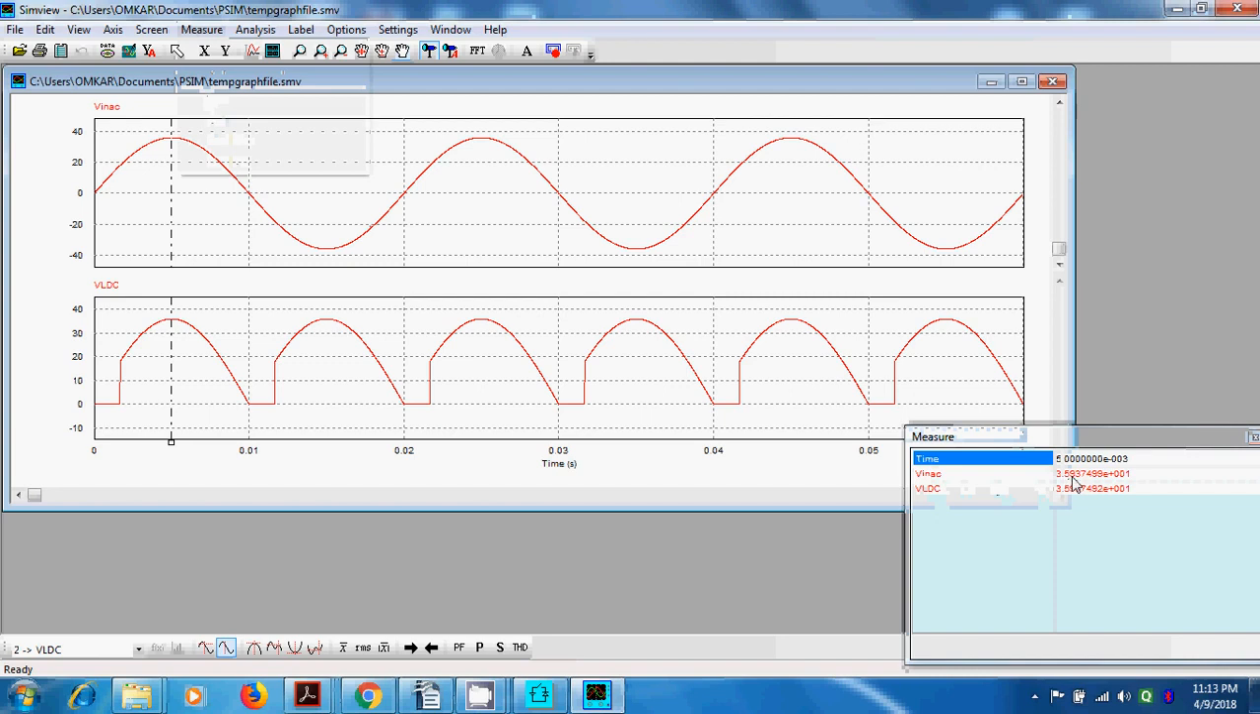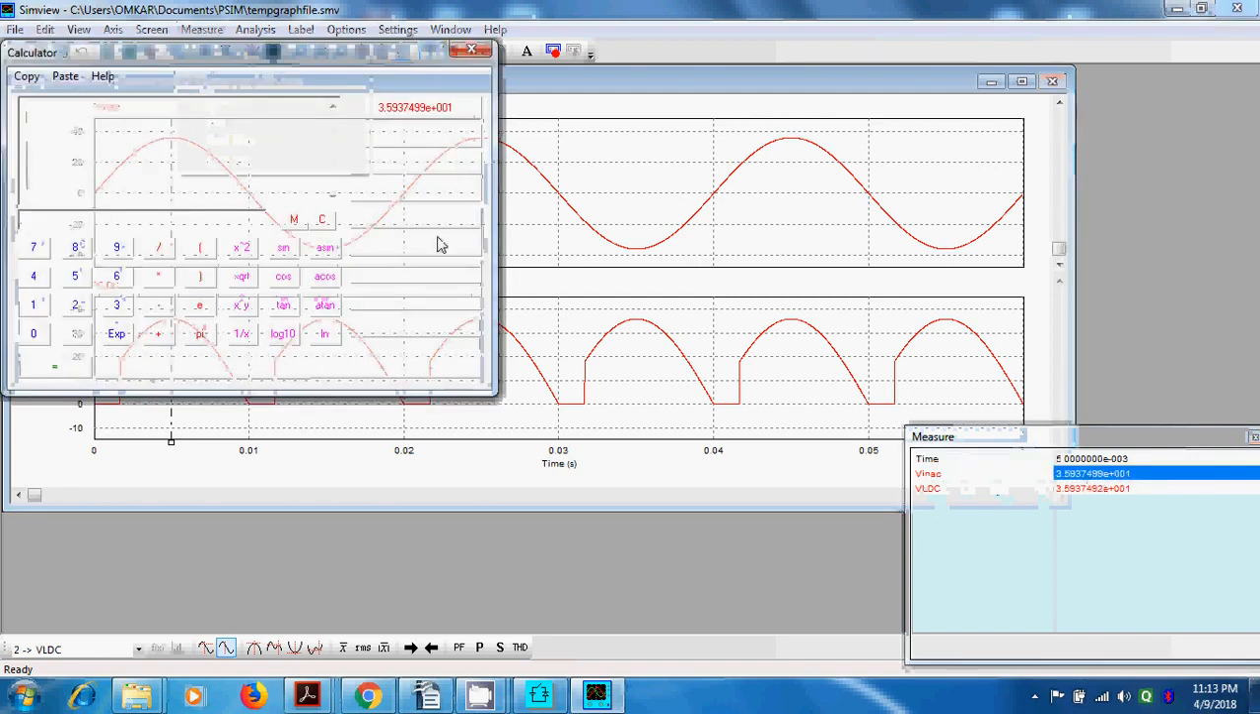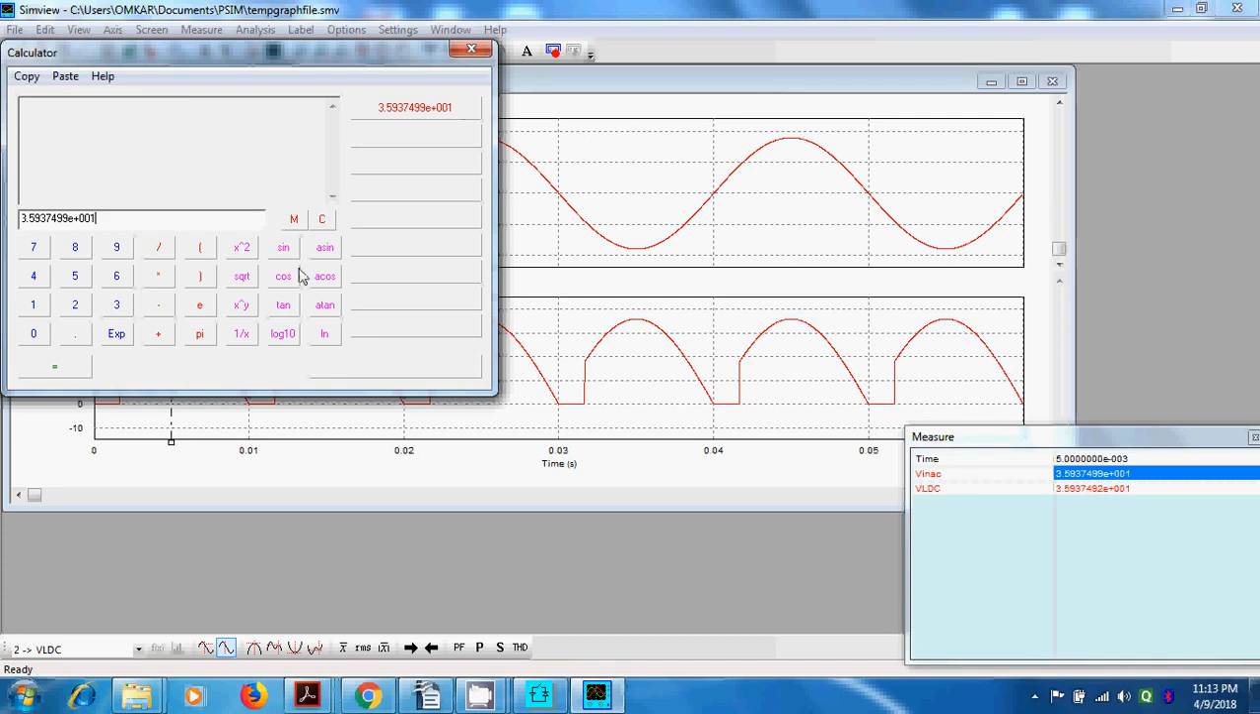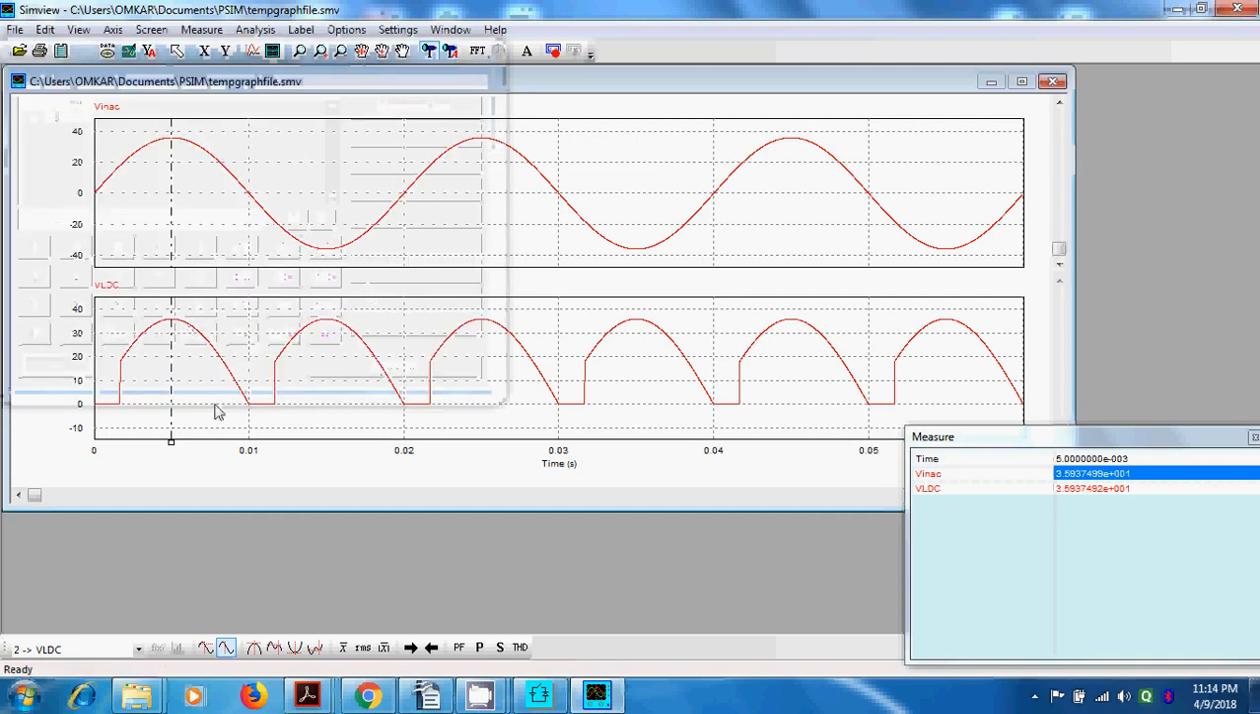That is 3.593 into 10 raised to 1. So definitely, what is this ultimately? That is nothing but 35.93. Yes, so we are taking the same thing. Your output of the step down transformer is 36 volt peak. So it is very nearby. So right, it's 36 volt. So that is the maximum voltage. And we can see the minimum voltage with the help of analysis.